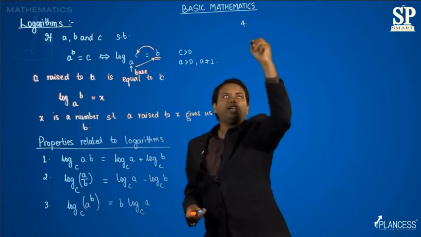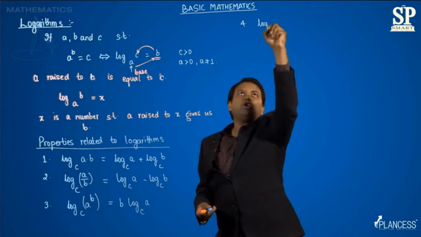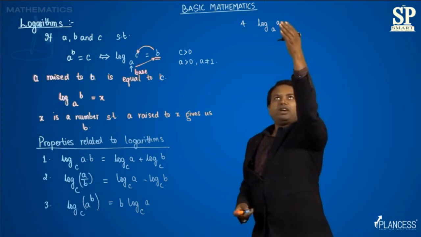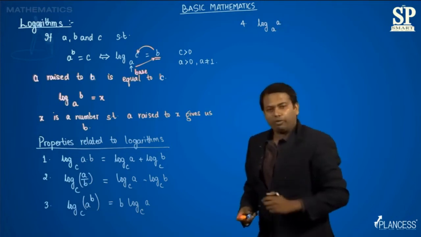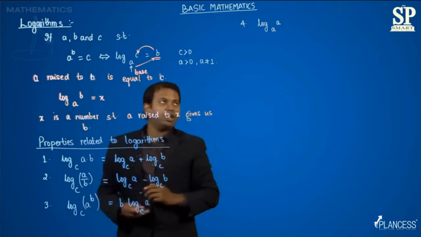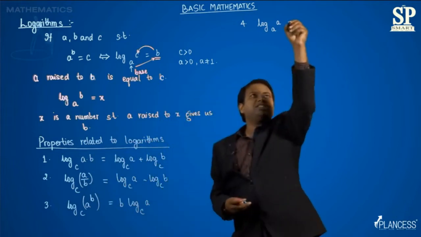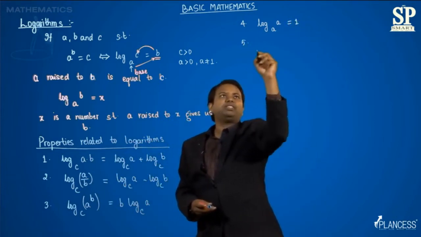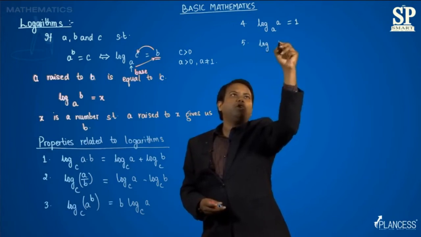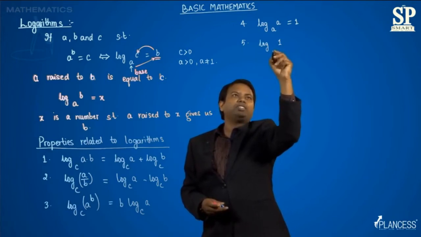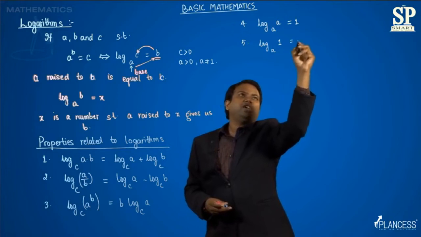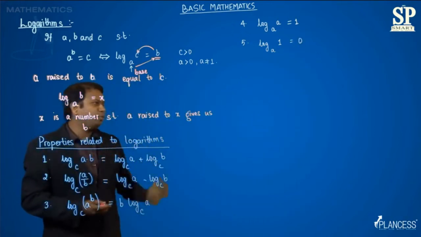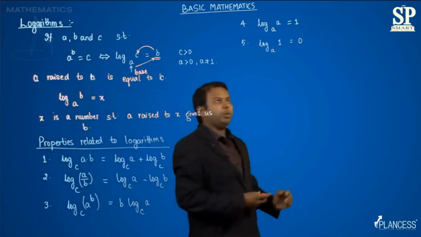Property number 4 is the logarithm of any number to the same base. Here the base and the number for which we are trying to find the logarithm are the same, so the answer is always going to be 1. The fifth property is that the logarithm of 1 to any base, let us say A, is always going to be 0. So these are the first few properties which you need to remember.